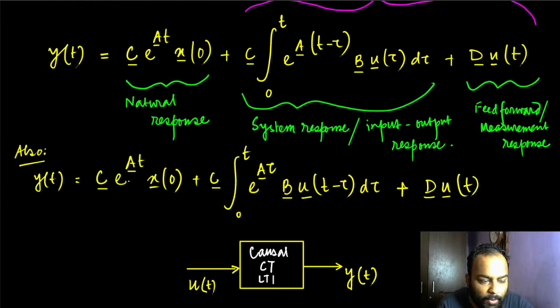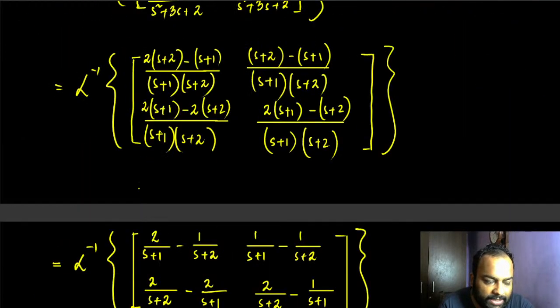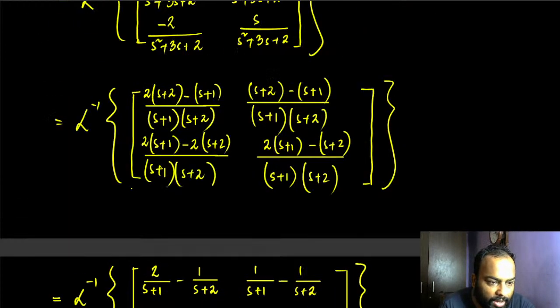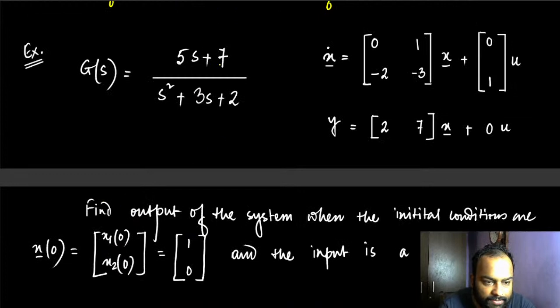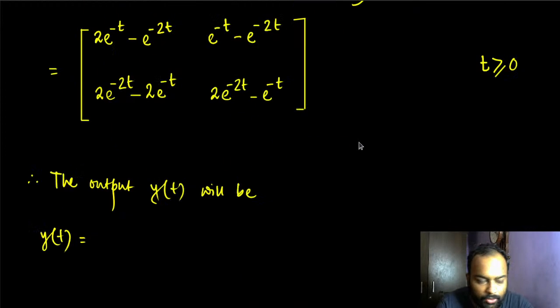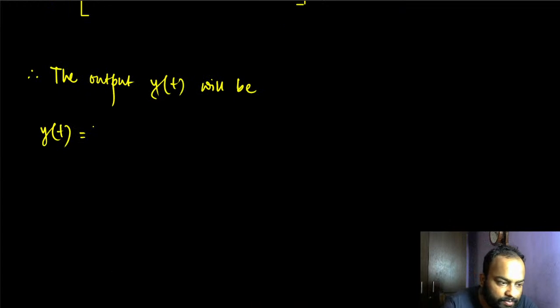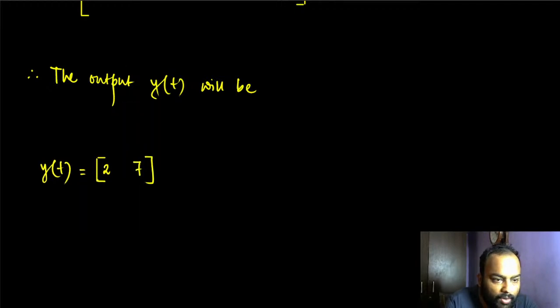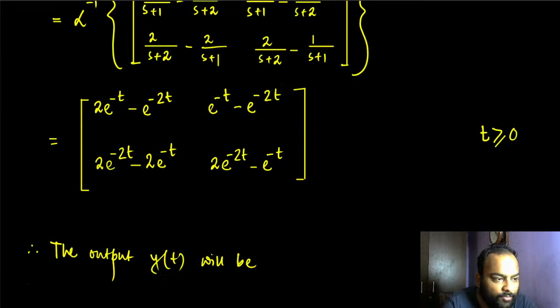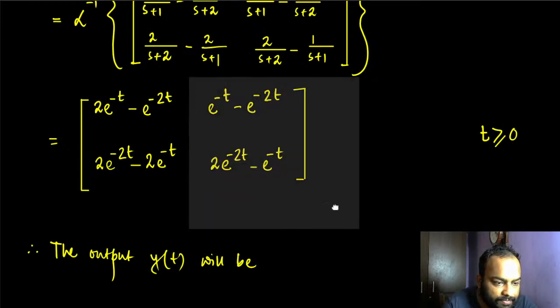yeah, C times e to the power minus At. So we have calculated e to the power minus At, then x0. So let's put all the values here. What was the C matrix? Let's bring this one here. This was the C matrix. So 2 and 7. That's like 2, 7. Then e to the power At. Of course, e to the power At is this.